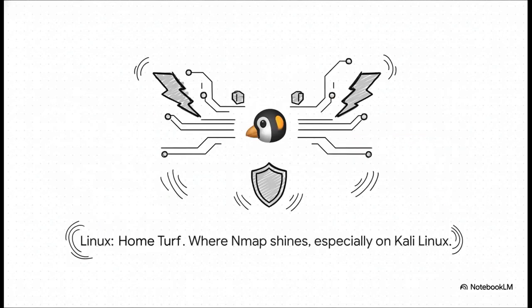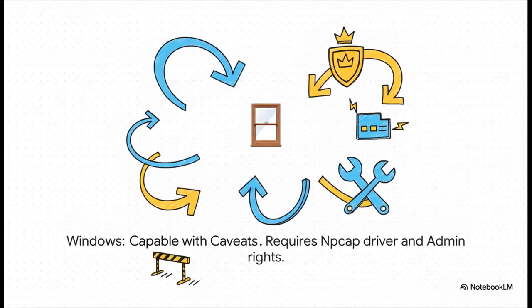But if Nmap is at home on macOS, then Linux? Well, Linux is its birthplace. This is where Nmap really truly shines, especially on a security-focused system like Kali Linux. On Linux, Nmap gets full, unrestricted access to craft the raw network packets it needs for its most advanced scans. It has maximum control.